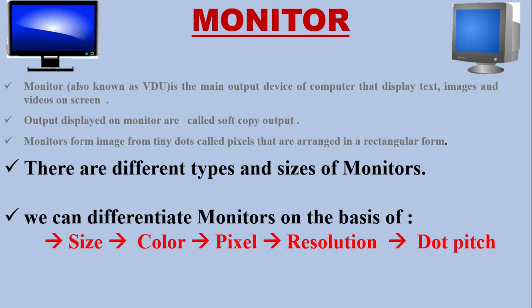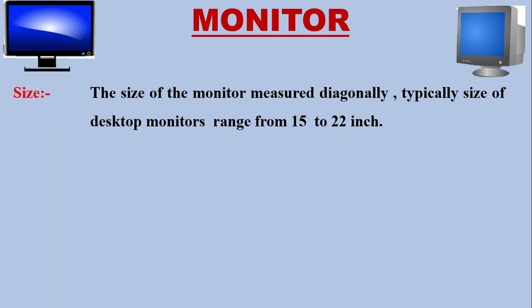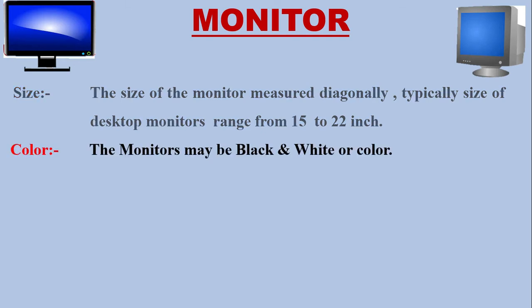There are different types and sizes of monitors. We can differentiate monitors on the basis of size, color, pixel, resolution, and dot pitch. The size of monitors, measured diagonally, ranges from 15 to 22 inch. Monitors may be black and white or in color.